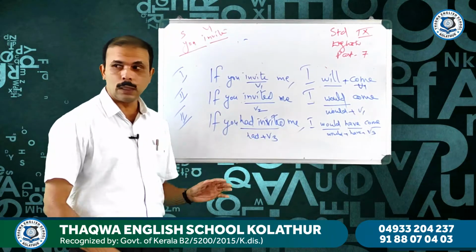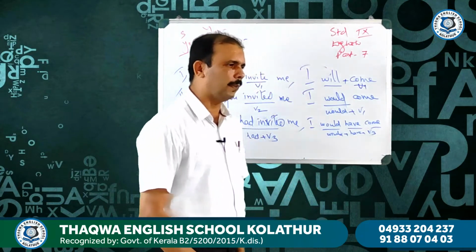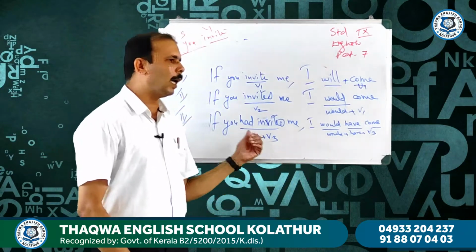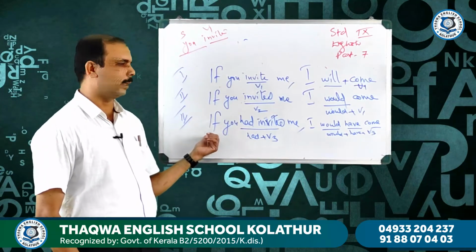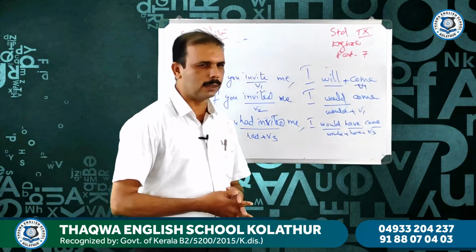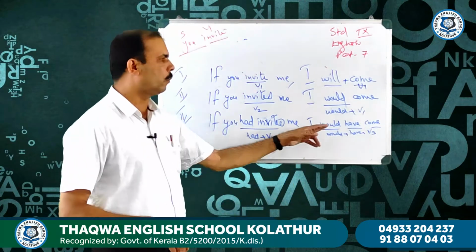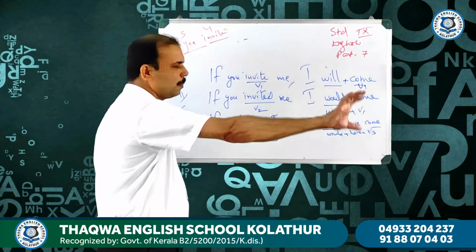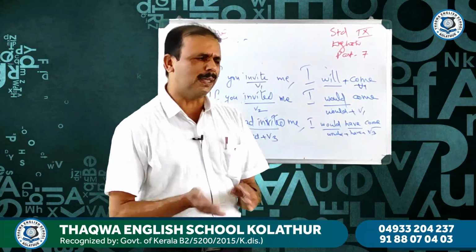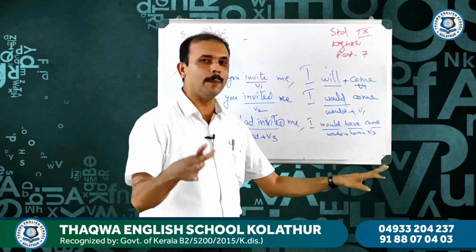And the last one: if you had invited me, I would have come. That means the marriage function is over and you did not invite me, and now this is the third condition. If you had invited me, I would have come. So it is impossible. The condition is impossible. You did not invite me to the wedding, and I did not come. So it cannot be retained; it cannot be taken back now. The marriage is over. So that is an impossible condition.